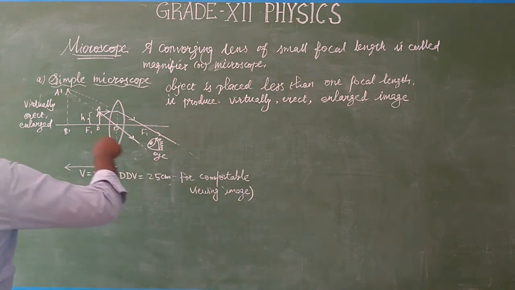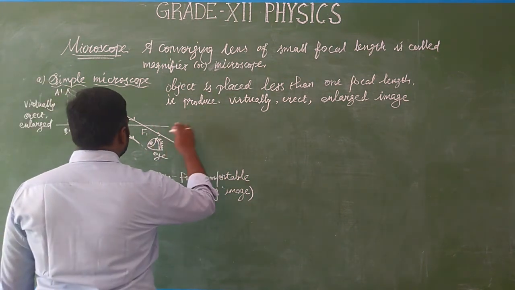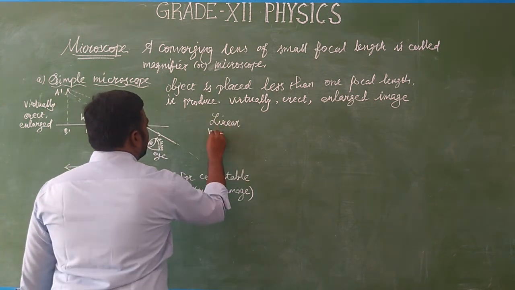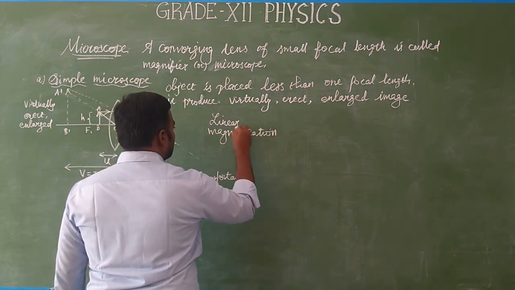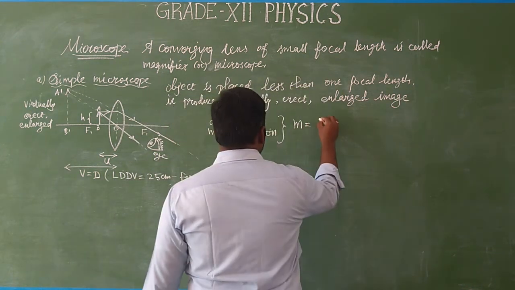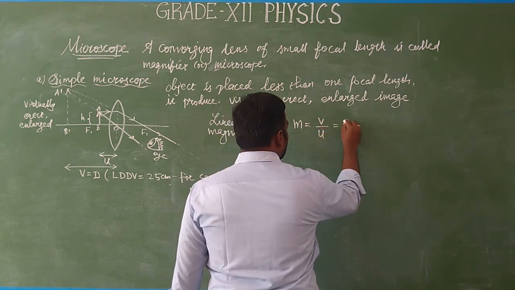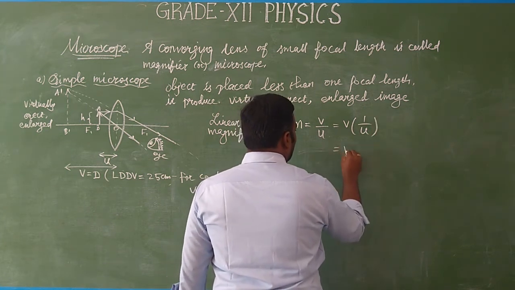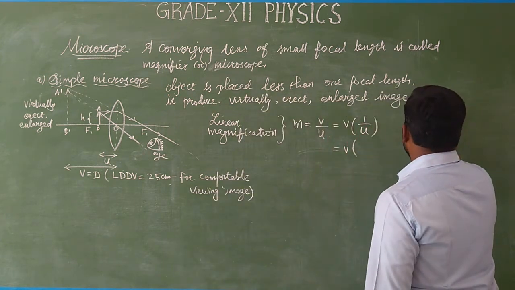In this case, we are going to find the magnification. This is the linear magnification. The linear magnification in the case of the simple microscope, we already know. What is the linear magnification? It is the ratio of image distance to object distance. Also we can write it as V into 1 by U. But for 1 by U, we can use the lens formula. What does the lens formula say?